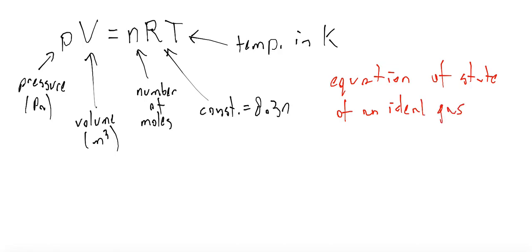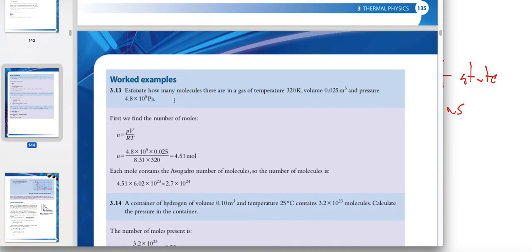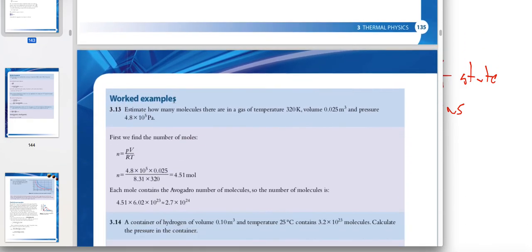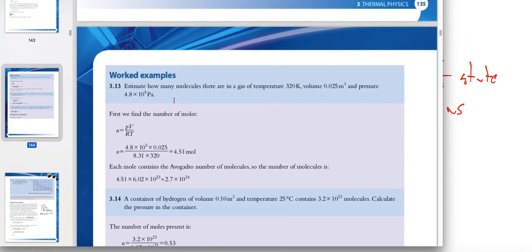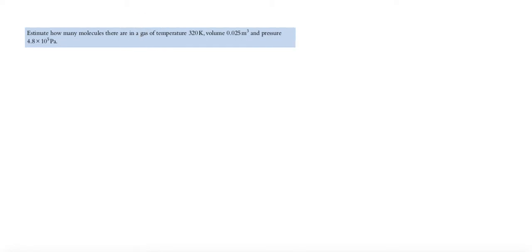Okay, so remember this equation because this is the most important part of this chapter. So let's do 2, 3, 4 examples related with this equation. Open your Tsokos on page number 136 and let's do example 3.13. Okay, 3.13, this is our example.